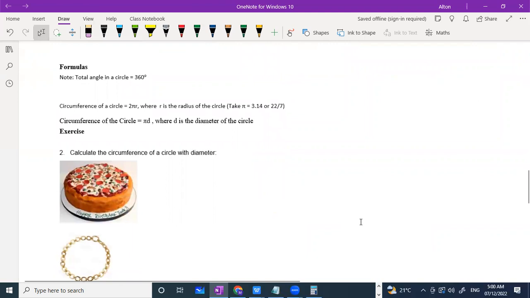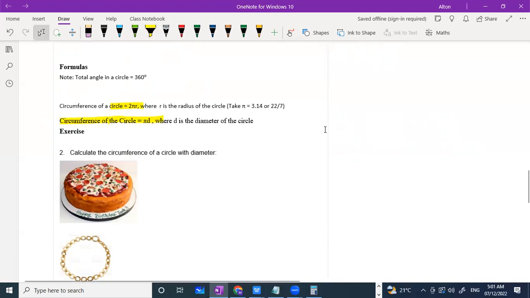Circumference of a circle is 2 pi r, or C is equal to pi multiplied by diameter right here. Okay, let's highlight it. I'm going to try it again. Here it is. So remember those two formulas.